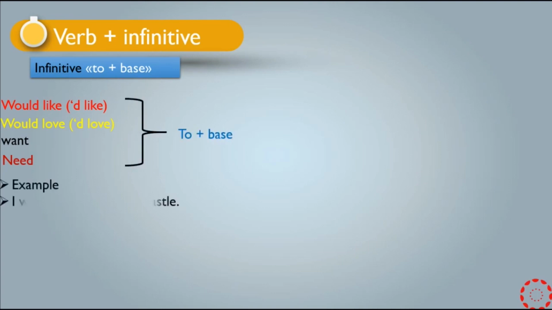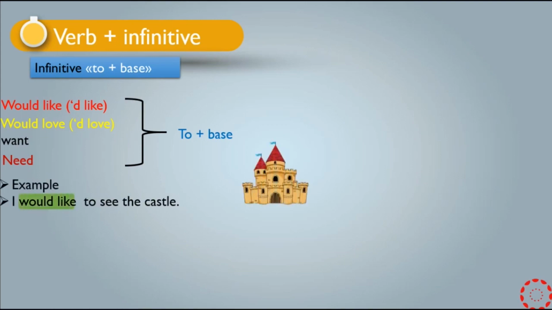For example, I would like to see the castle. Which one is the verb? Would like. And which one is the infinitive? To see. As I mentioned above, infinitive means to plus base. We have to here, and also see is the base, without any s or past form or ing.